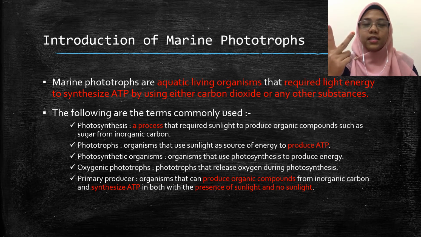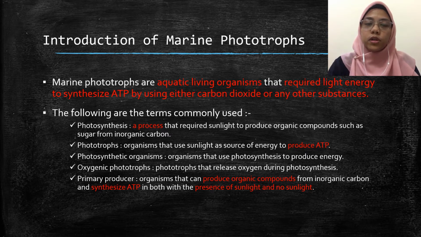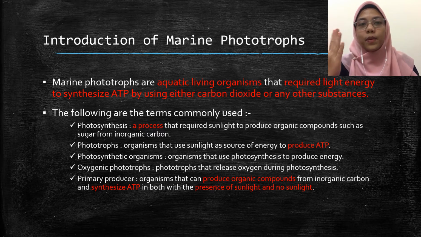Number 3 is photosynthetic organism. A photosynthetic organism is an organism that uses photosynthesis to produce energy. And number 4 is oxygenic phototroph. An oxygenic phototroph is a phototroph that releases oxygen from its photosynthesis process. So the last one is primary producer. A primary producer is quite similar to a phototroph, which is an organism that can produce ATP. But a primary producer can produce ATP in the presence of sunlight or no sunlight, and they can produce organic compounds from inorganic carbon.